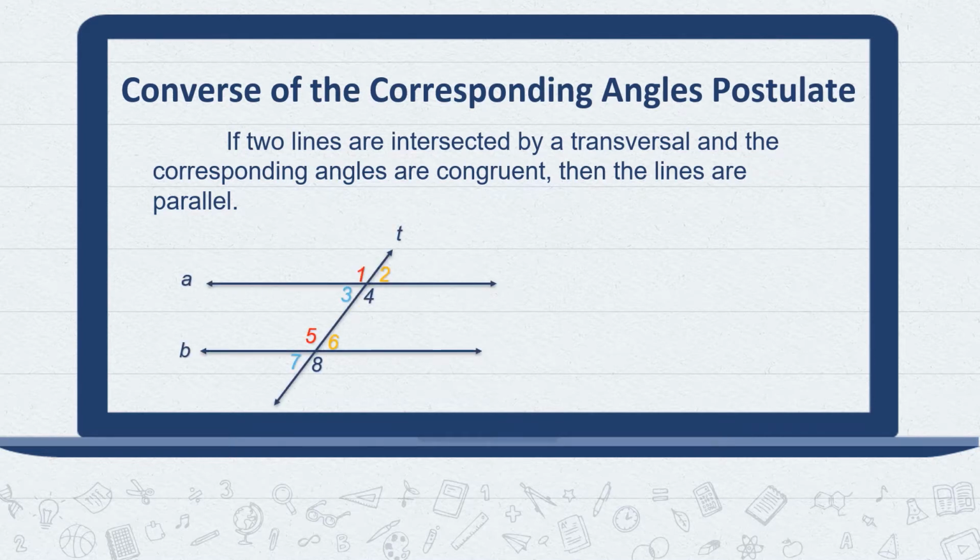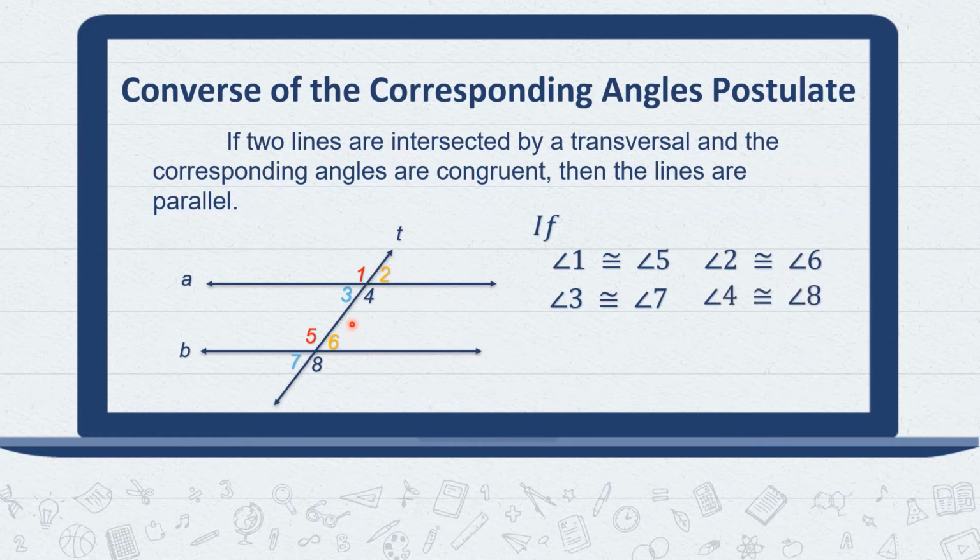In the figure, if the corresponding angles are congruent, we have angle 1 is congruent to angle 5, angle 3 is congruent to angle 7, angle 2 is congruent to angle 6, and angle 4 is congruent to angle 8. So we can conclude that line A is parallel to line B.